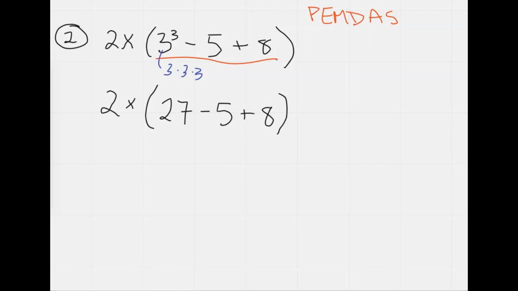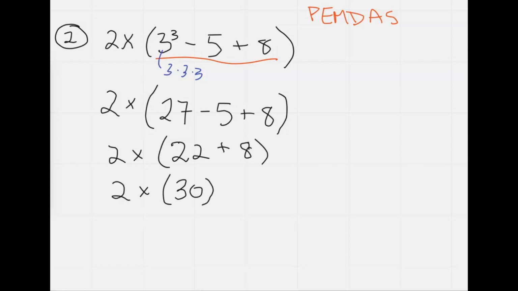Our only operations are addition and subtraction here, which are interchangeable, so we need to solve this in order. 27 minus 5, which is 22, then 22 plus 8, which is 30. Finally, we need to solve 2 times 30 to get our final answer of 60. Let's move on to another example.